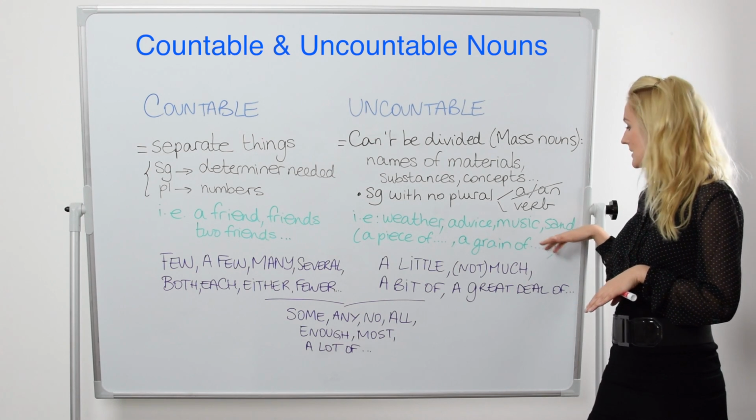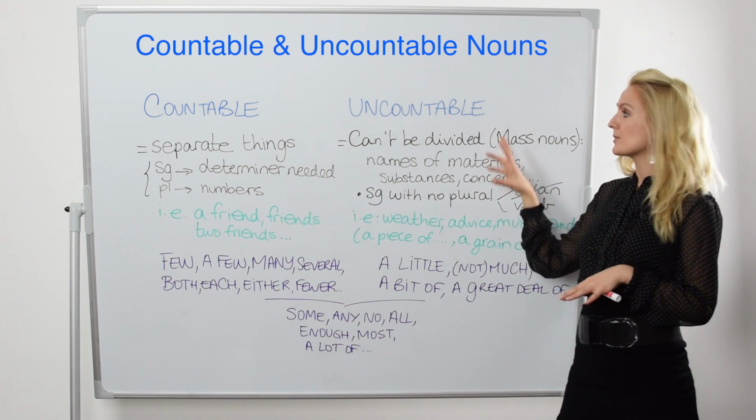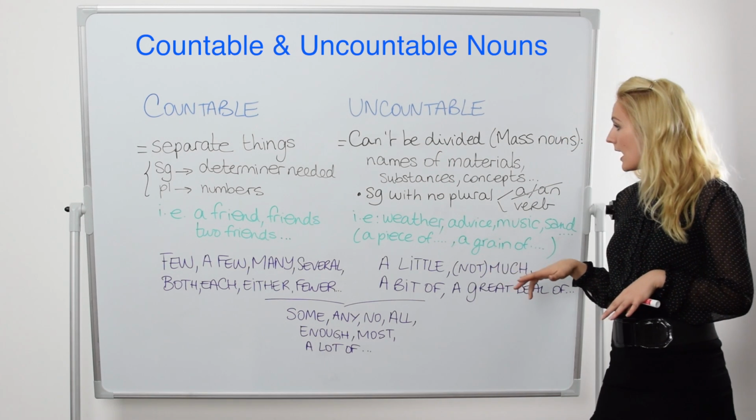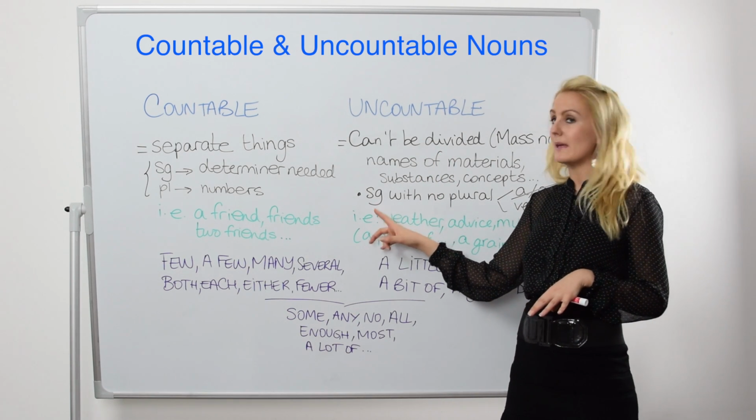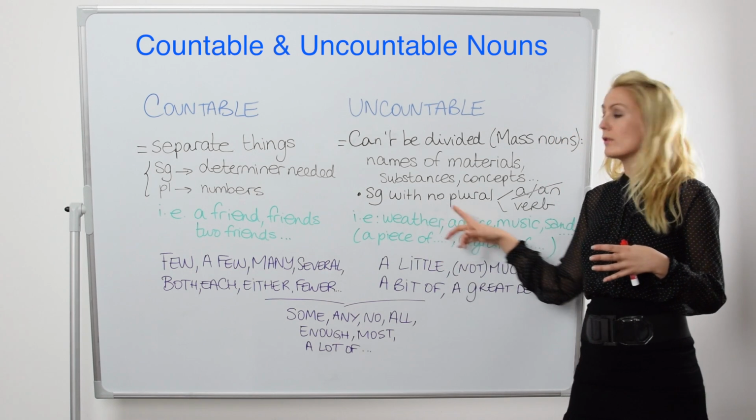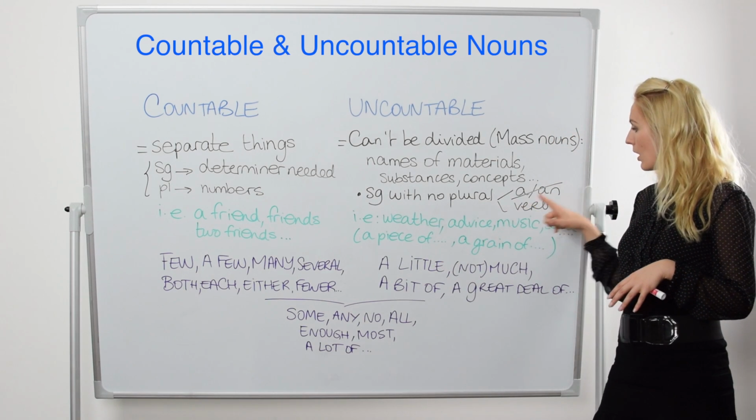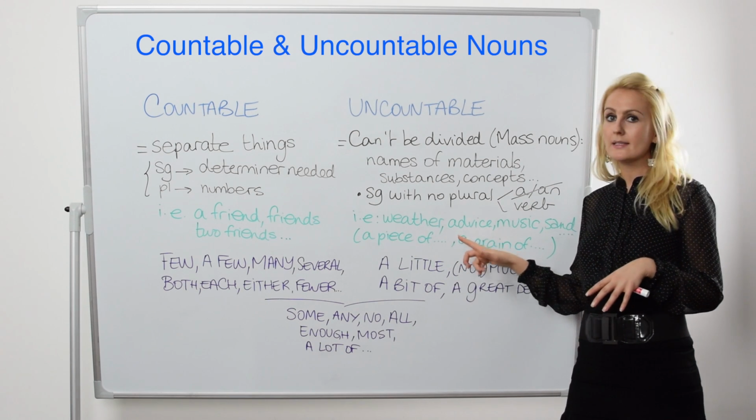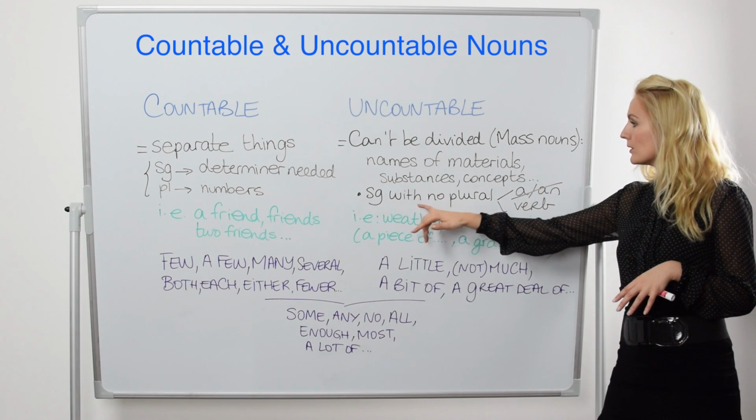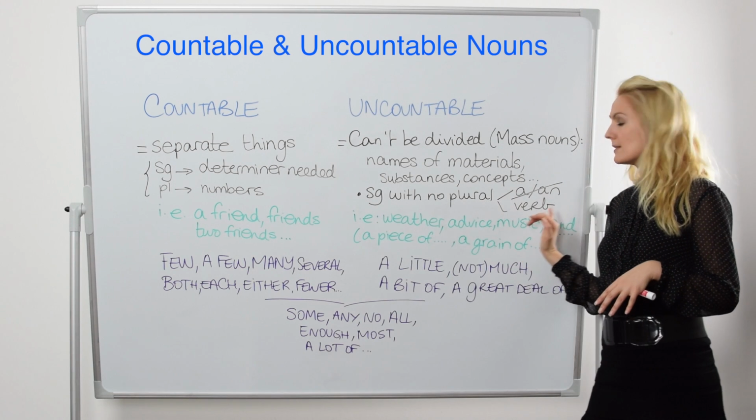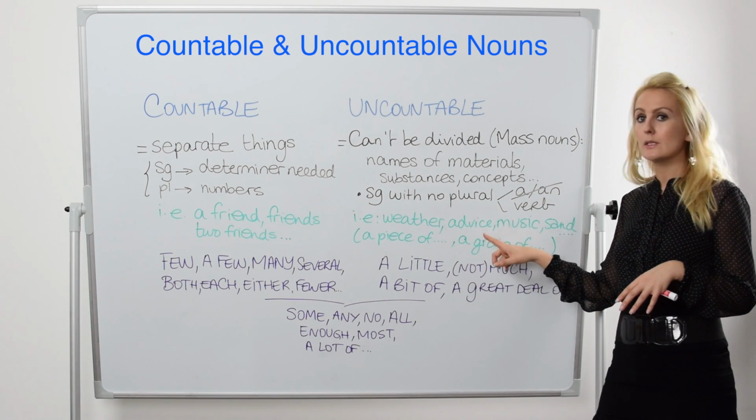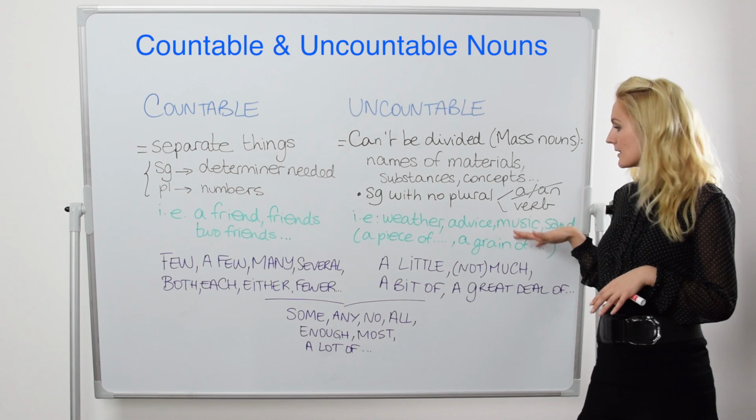Music, sand, and so on. All those are uncountable nouns. So they can't be divided. That's very important. Generally, they're considered to be singular with no plural. You can't place a or an before weather and advice. You would make sure that the verb was in the singular form. So the weather is good, his advice was good, this music is pleasant, and so on.